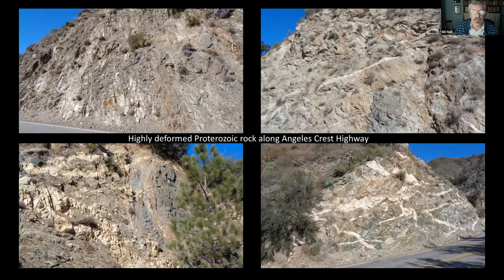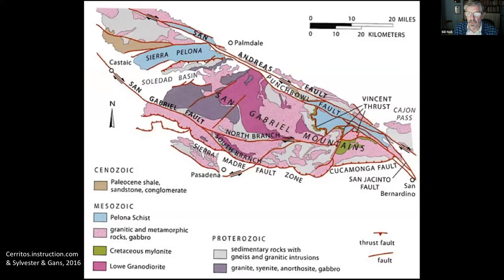And here we have all sorts of deformed rock along Angeles Crest Highway. It's a jumble of rock types and dikes crisscrossing and each cutting others and turned at all angles. So that's all I'll show on the Proterozoic. It's in the various grays here on the map.